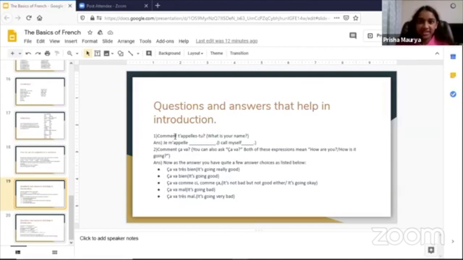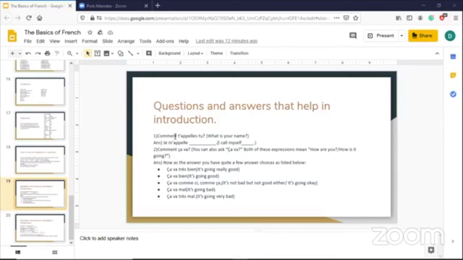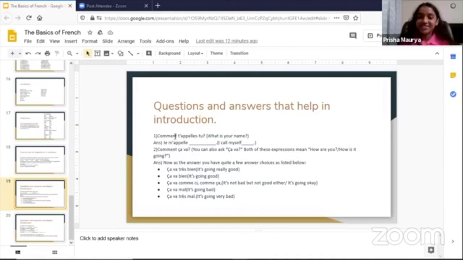So can anyone try to say it? "Comment t'appelles-tu?" Because I really need you to know the pronunciation. That's how you would say it. Now they say it really, really fast, which you will learn how to do when you're learning more and more.